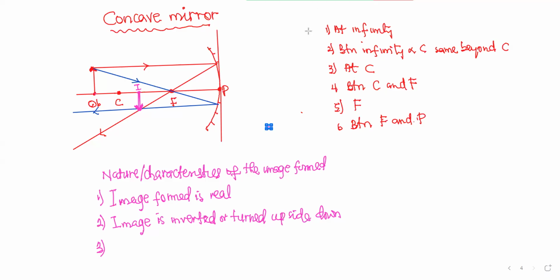So object size. Sir, hello. Sir, please, image. Yes, I got you. So technically, if the image is smaller than the object, we say that the image is diminished. Image is diminished.